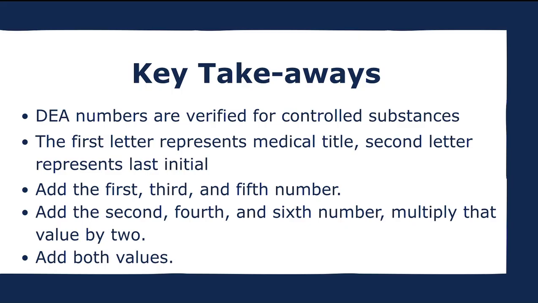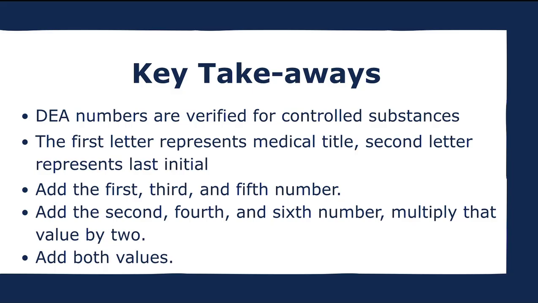So some key takeaways for DEA numbers: DEA numbers are verified for controlled substances. The first letter represents the medical title. The second letter represents the last initial. And when processing a DEA number, please make sure that they have the medical title and the second letter that represents the last initial. In our example number 4, the letter didn't represent a matchable medical title, and the second letter wasn't even present.